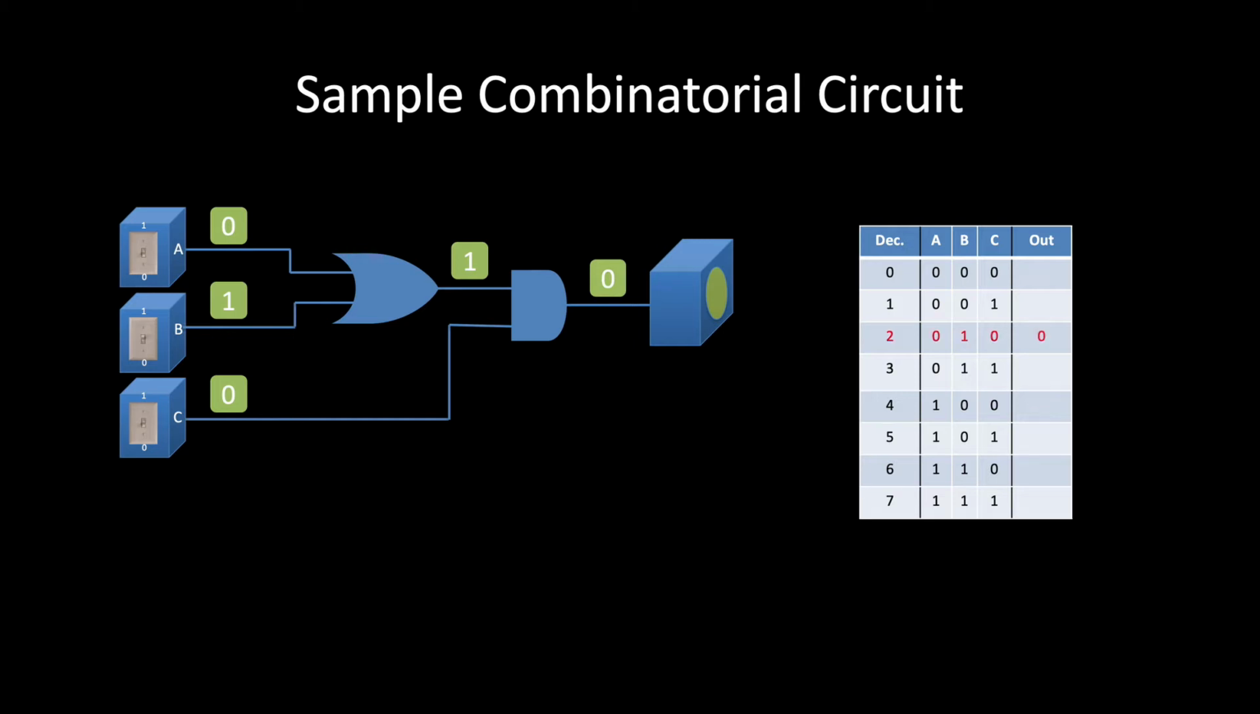Let's look at another example. This time, we'll put 0, 1, 1 on the inputs. And again, the OR gate will see that 0 and 1 as an input and produce a 1 as an output. This time, the AND gate will see a 1 and a 1 as an input and produce a 1 as an output, allowing us to put a 1 in the truth table for that row. So at this point, I suggest you pause the video and see if you can fill out the rest of the truth table.